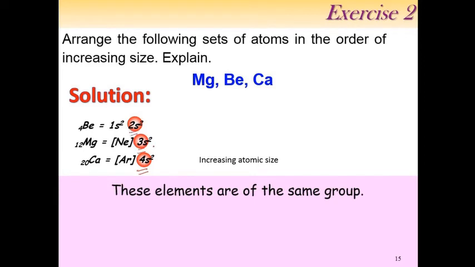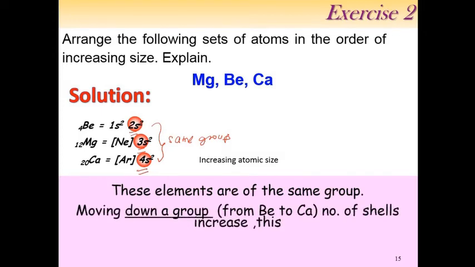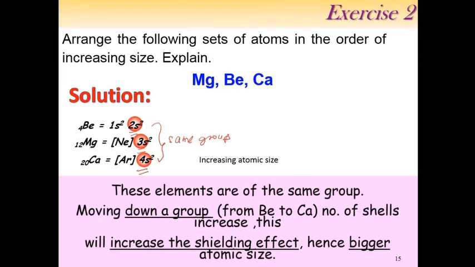Beryllium is in period 2 and magnesium in period 3. These three elements are from the same group because they have the same number of valence electrons, that is equal to 2. Moving down a group from beryllium to calcium, the number of shells increases. This will increase the shielding effect, hence the bigger the atomic size. So beryllium has a smaller atomic size than magnesium. Magnesium has a smaller atomic size than calcium.